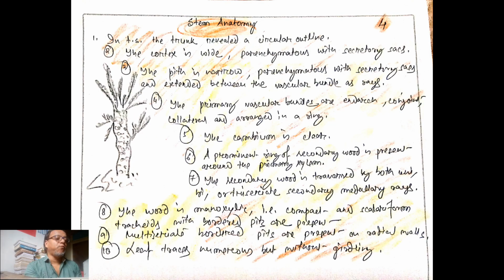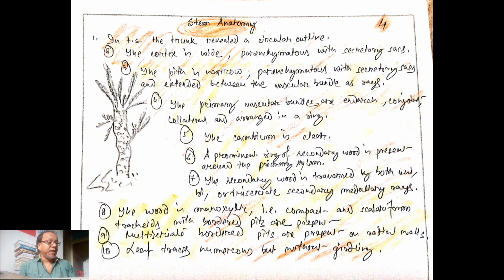Now we are moving to the fourth page. It is about the stem anatomy. The transverse section of the trunk revealed a circular outline. The cortex is white, parenchymatous without secretory sacs. It means that the epidermis is absent, that is, it was not fossilized.